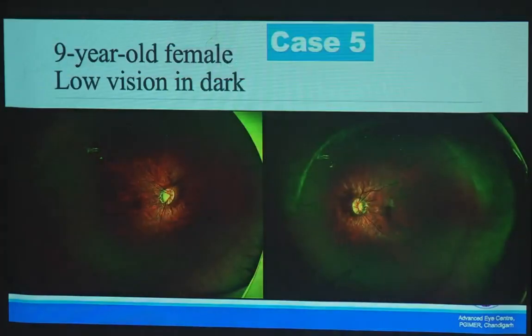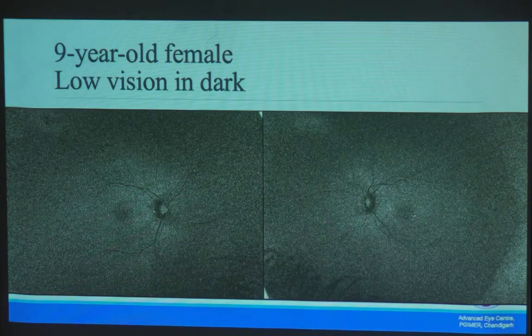All right. So this is a patient who comes to us, 9-year-old female, low vision in the dark. All right. What do you see in the fundus? Do you see any abnormality in the fundus? Except for that it's a bit tessellated, myopic looking fundus that you see. There was no other abnormality that you could see. You saw autofluorescence earlier, Dr. Raman showed you. This is kind of a normal autofluorescence, no abnormality is here, but the child is very specifically telling you that I can't see in the dark.